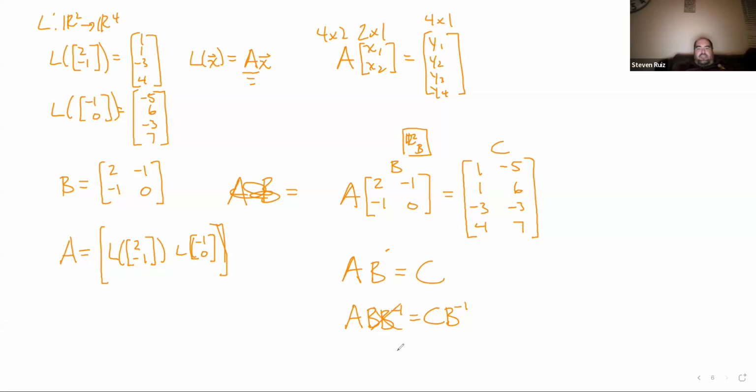So that means A is equal to C B inverse. So yeah, put B and C in your calculator, do this operation, and you will get what A is.